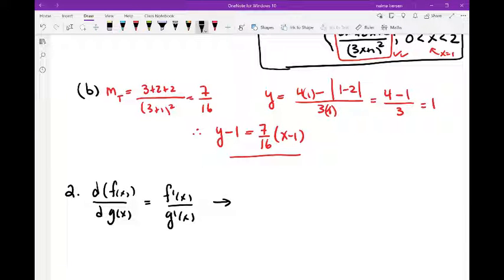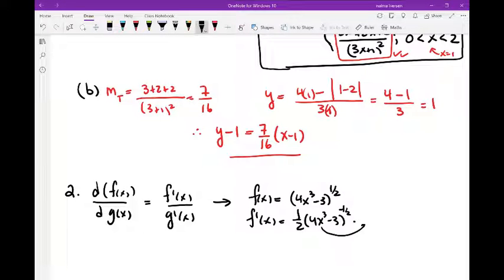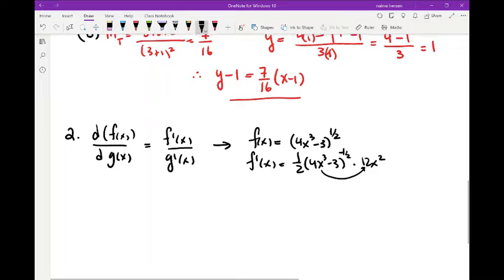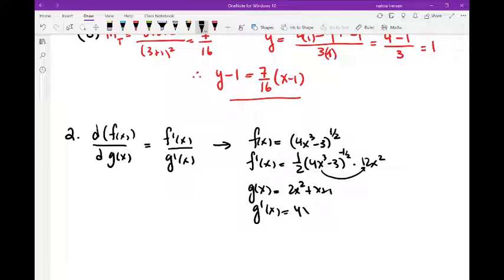So what we're doing is, if f of x is equal to 4x squared minus 3 to the power of 1/2. Oh, no, 4x cubed, sorry, my mistake. 4x cubed minus 3 to the power of 1/2. Then f prime of x, using our chain rule, is going to be 1/2 times 4x cubed minus 3 to the negative 1/2 times its chain, which is going to be 12x squared. G of x in this case is equal to 2x squared plus x plus 1. So g prime of x is equal to 4x plus 1.